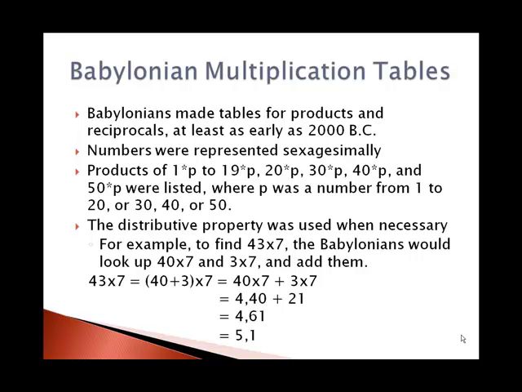To find a product of some number that was not on there, say 43, they would use the distributive property, actually looking up the product of 40 and 7, and then 3 and 7, and add them together to find the product of 43 and 7. And so here I have those. 40 times 7 is 280, which is 4 60s and 40 left over. 3 times 7 is 21. And so when we add 4 comma 40 to 21, we get 4 comma 61. However, that 61 is too large for the 1's place value. And so we move 60 of those to make 1 60 and get 5 comma 1.